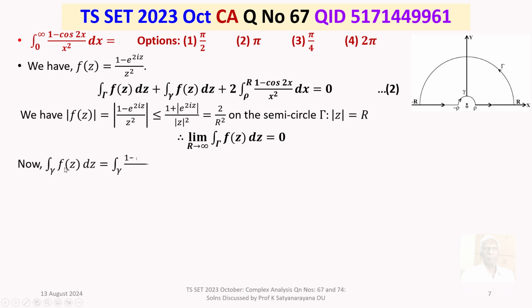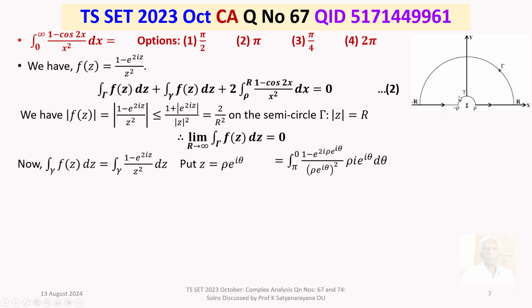Now integral taken along gamma f of z dz is equal to integral taken along gamma of 1 minus e to the power of 2iz by z square. To evaluate this one, and this is on gamma, the semicircle, mod z is equal to rho e to the power of i theta. For that reason, put z is equal to rho e to the power of i theta in this. Then dz is equal to rho i e to the power of i theta d theta, and theta varies from pi to 0.